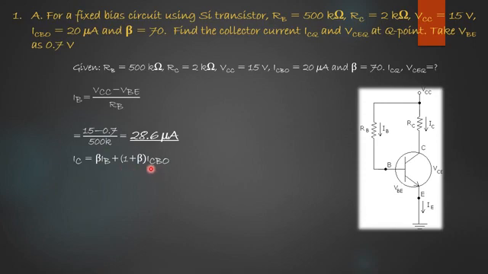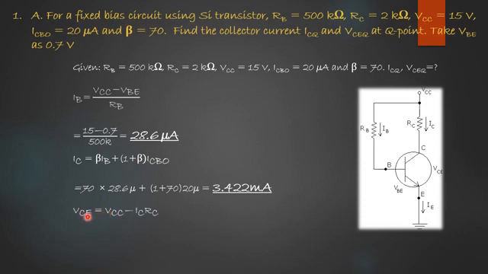Since the value of ICBO, the collector leakage current, is given, we will have to substitute also for ICBO in the expression when we find out IC. If ICBO is not given, the collector current will simply be beta times IB. But since we have been given ICBO, the collector current expression will be beta IB plus (1 plus beta) into ICBO. Now this particular component is also equal to ICEO. ICEO is equal to (1 plus beta) into ICBO. We substitute the values of beta, IB and ICBO. That gives us the value of collector current to be 3.422 milliamperes.